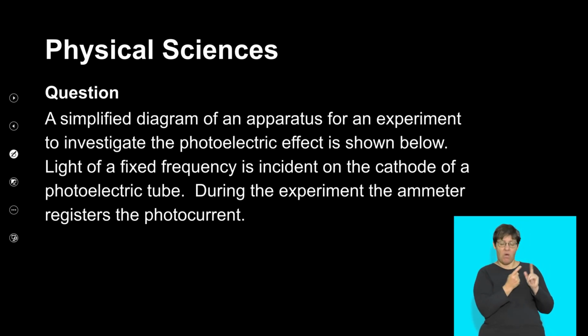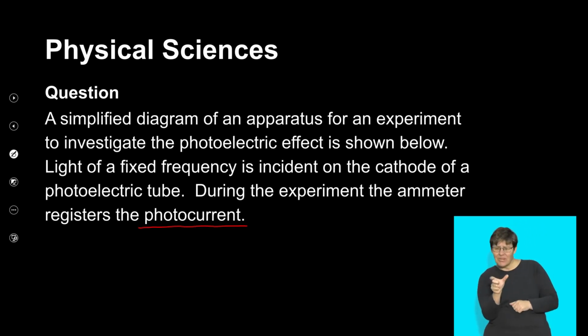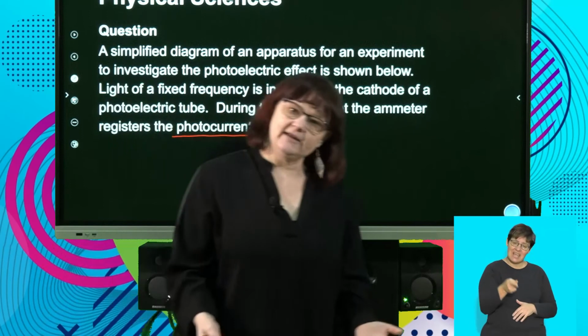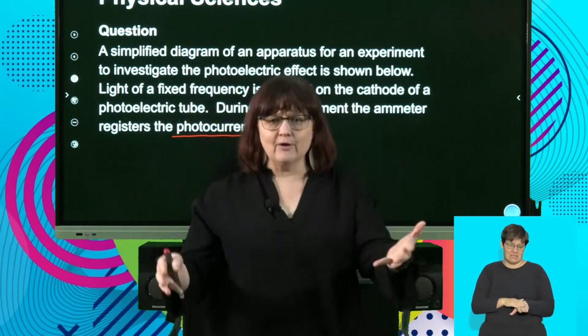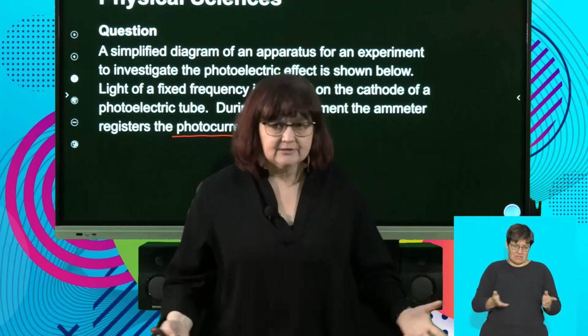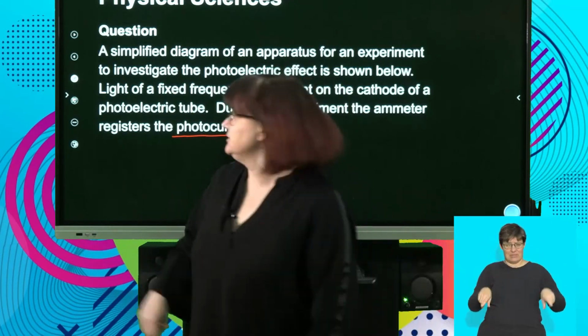A simplified diagram of an apparatus experiment to investigate the photoelectric effect is shown below. Light of fixed frequency is incident. That means it just falls on the cathode of a photoelectric tube. During the experiment, the ammeter registers the photocurrent. Don't worry about that term. They're just saying photocurrent because we have photons hitting it. They mean current. It's a normal current. There's nothing different to what we've done in electricity.